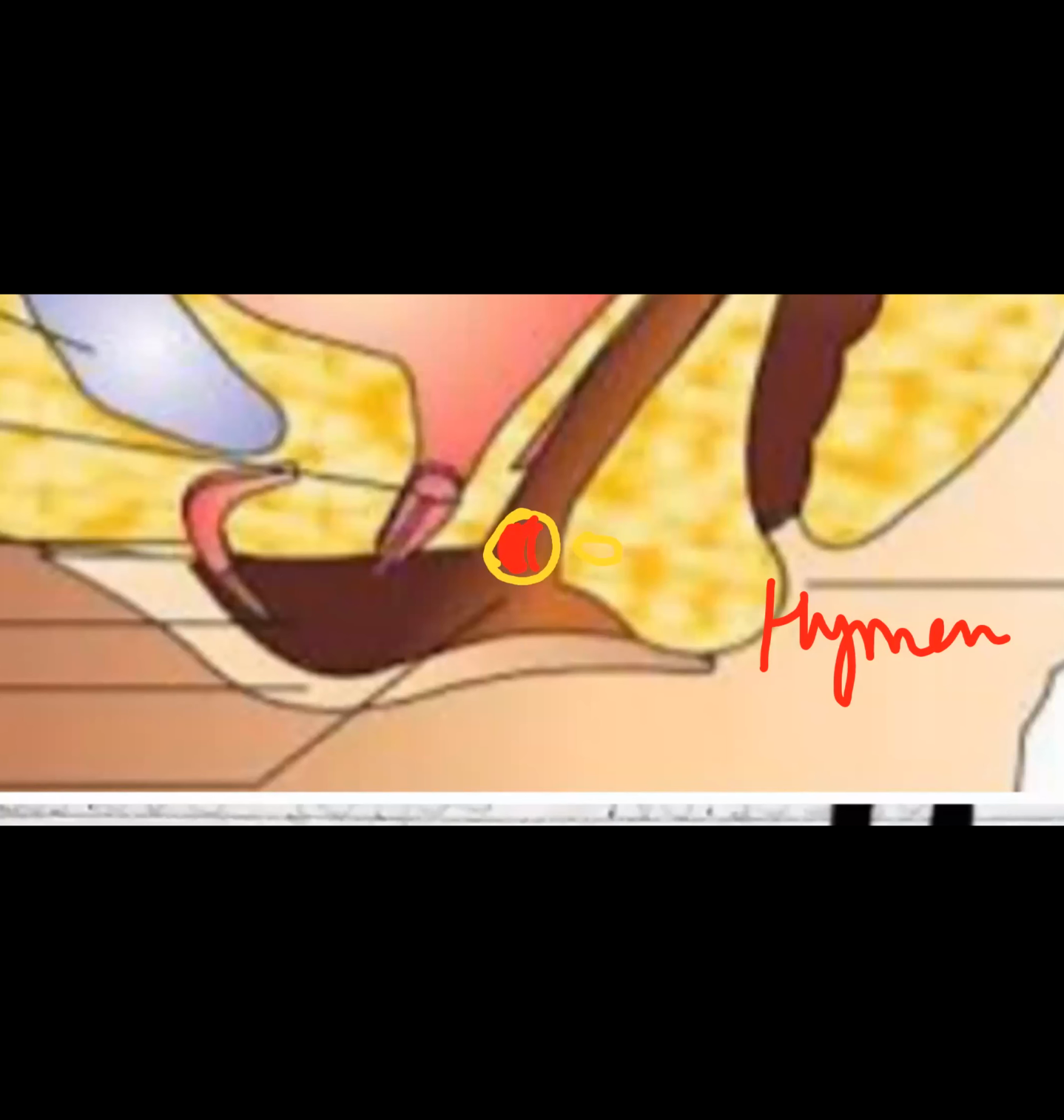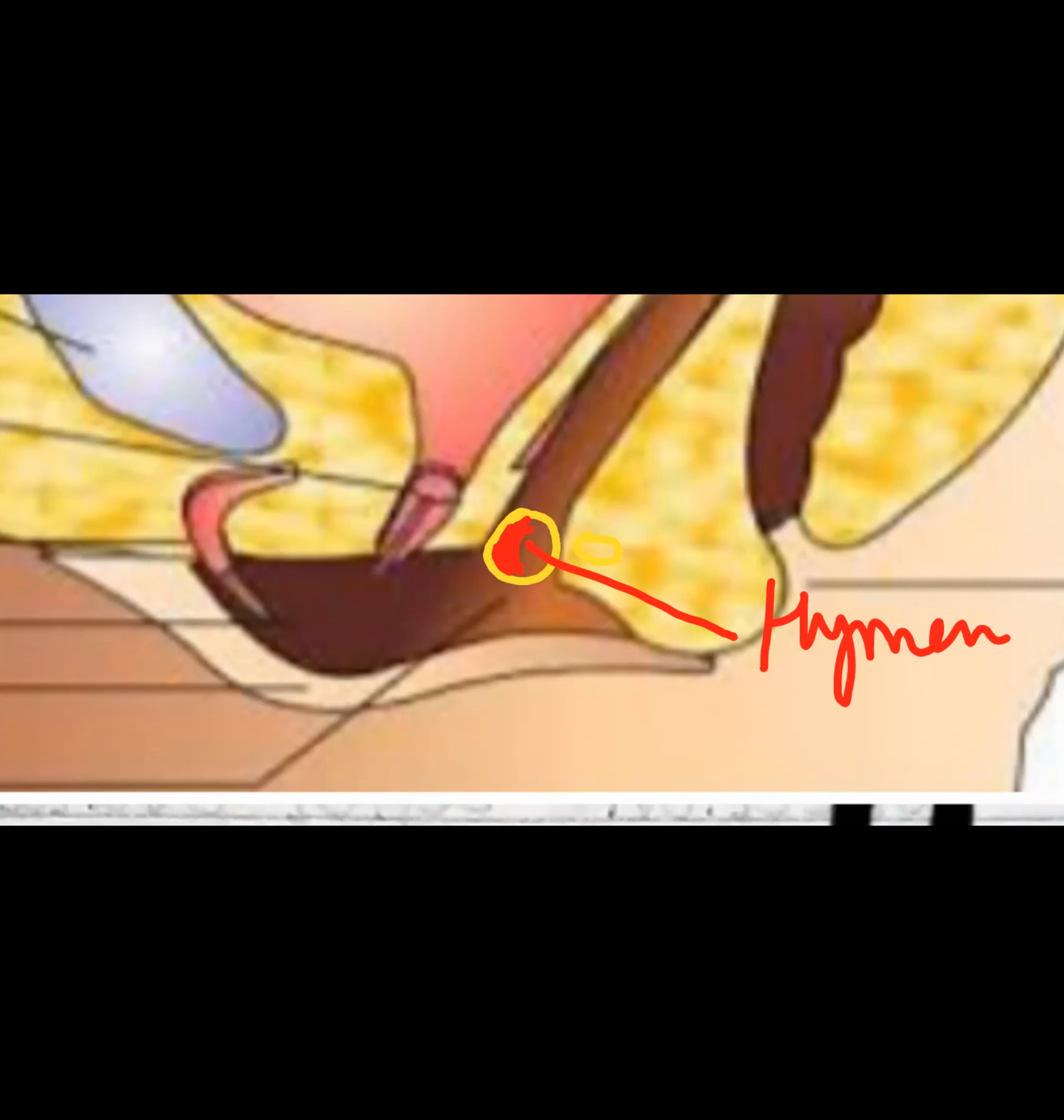This membrane, which is partially covering the opening of the vagina, is called the hymen. It can get torn during the first coitus, the one in which the male inserts an erect penis into the vagina through this vaginal opening. So at that first coitus, this may get ruptured.